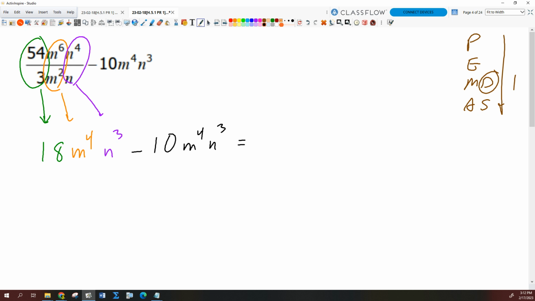So can I subtract those? Yeah, I can, right? They're like terms. So what do I end up with? Good. And that's like saying 18 oranges minus 10 oranges equals 8 oranges, right? The type of thing doesn't change, just the number of that thing changes when I subtract terms. Okay.